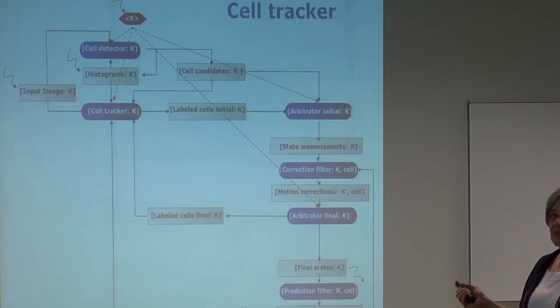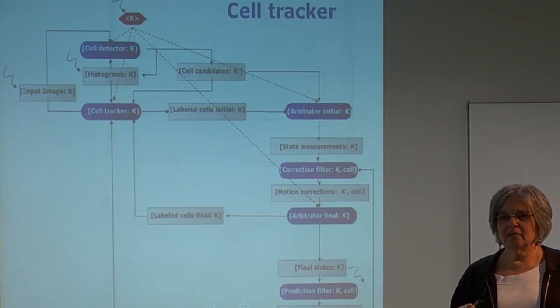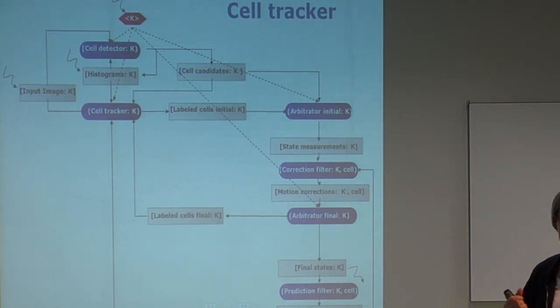And of these 6 computations, K controls 4 of them. The other 2, the correction filter and the prediction filter, actually are done once per frame per what they think might be a cell on this frame. So there are many more instances of those.